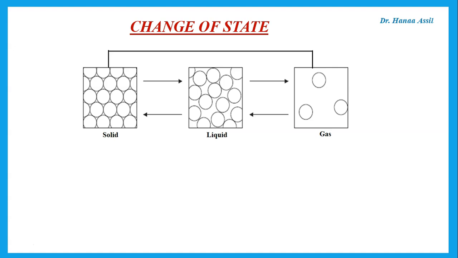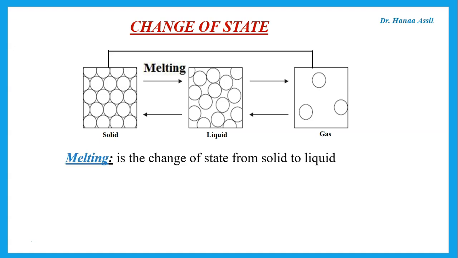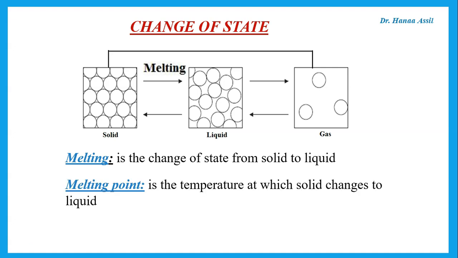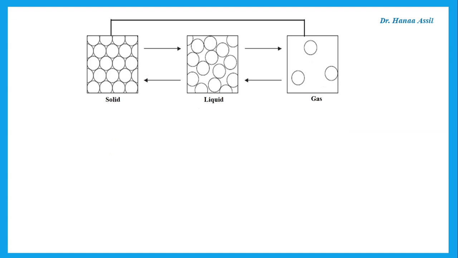Change of state, you should know the meaning of each, or the name actually, and the meaning of each change of state. So going from solid to liquid, it's melting. So what is meant by melting? Change of state from solid to liquid. When we talk about the temperature at which this happens, that is called the melting point or the melting temperature. Remember that melting point is the temperature at which solid changes to liquid.